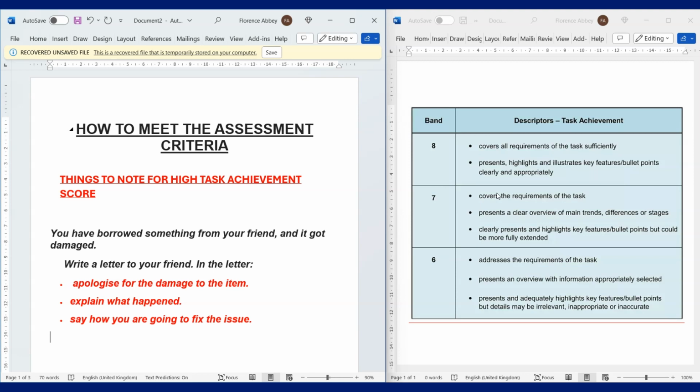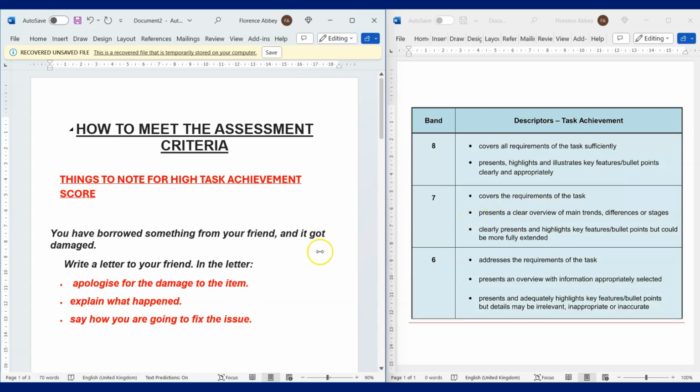You cover the requirement of the task, 150 words, making sure that the tone of the letter is right. You get it? You are giving your 150 words. You are making sure that you are covering the bullet points in here. Okay, so you are giving a very good one.